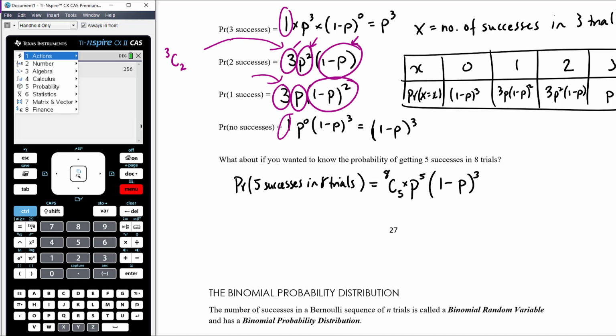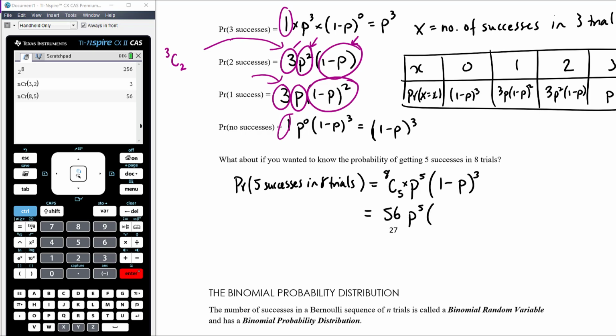I'll talk about this a bit later on, but in your CAS menu, 5 for probability, 3 for combinations gives us our nCr. If we do 3, 2, there are 3 different ways of that happening. For this example, 8 choose 5: menu 5, 3, 8 choose 5. There are 56 different ways that can happen. So we don't want to draw out the tree diagram because it's going to be very complicated. We want to think through that logic. There are 8 different trials. How many different combinations have 5 successes in those 8 trials?